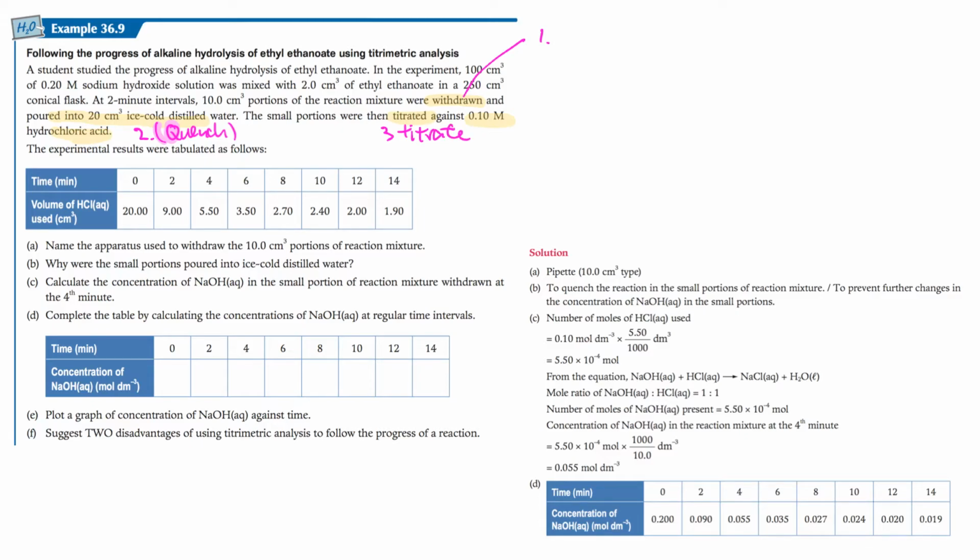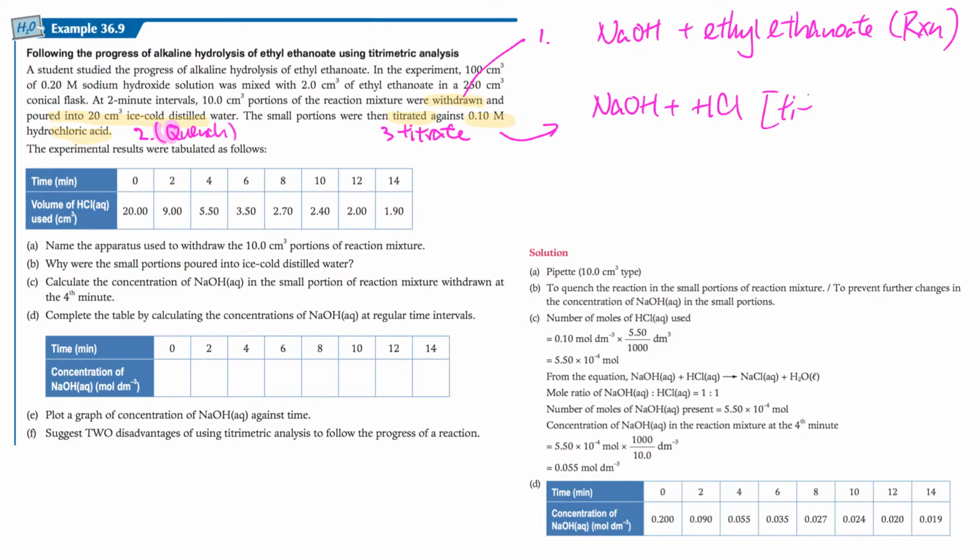Normally this kind of question is a little bit long, like a paragraph, so you have to focus. The real titration reaction happens at the last. So NaOH reacting with HCl is the titration reaction. But the one before, NaOH and ethyl ethanoate, is just the reaction that we are monitoring. This one is the titration reaction. So for a titrimetric analysis, there must be 2 reactions involved: one is the reaction, and one is the titration. Get it? So you've got some data here.